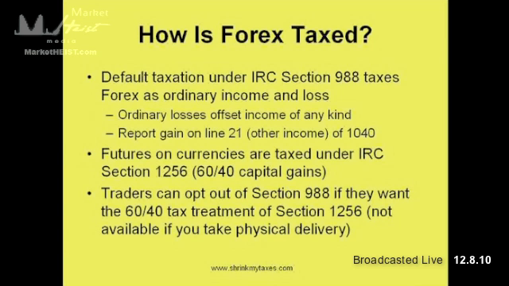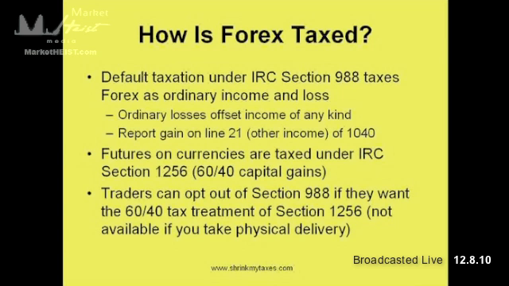Forex. The default taxation under IRC Section 988 taxes Forex as ordinary income and loss. So it's kind of the exact opposite of the futures contracts. Forex is going to be taxed as ordinary income and loss, so you don't have to elect mark-to-market accounting there. It's already taxed that way. Ordinary losses offset income of any kind, as I talked about earlier, and you're going to actually report these gains or losses on line 21, listed as other income on your 1040.